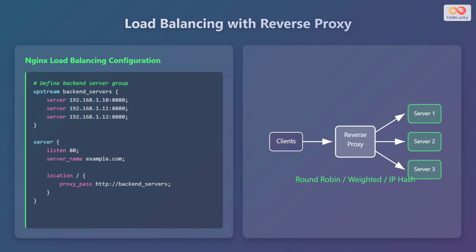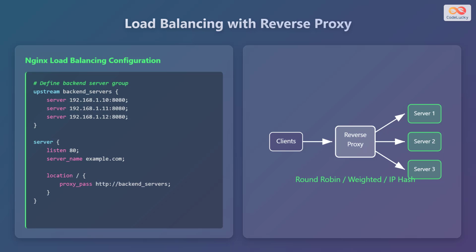Here's an Nginx load balancing configuration. First, define a backend server group using the upstream block. Each server directive specifies the address and port of a backend server. For example, 192.168.1.10:8080. Within the server block, the proxy listens on port 80.